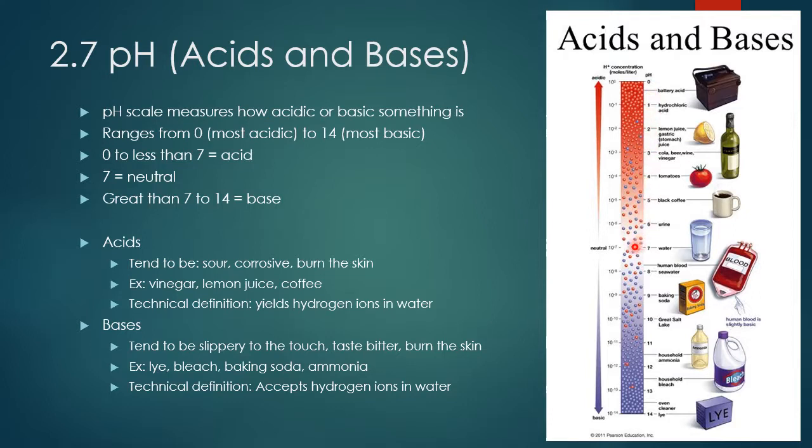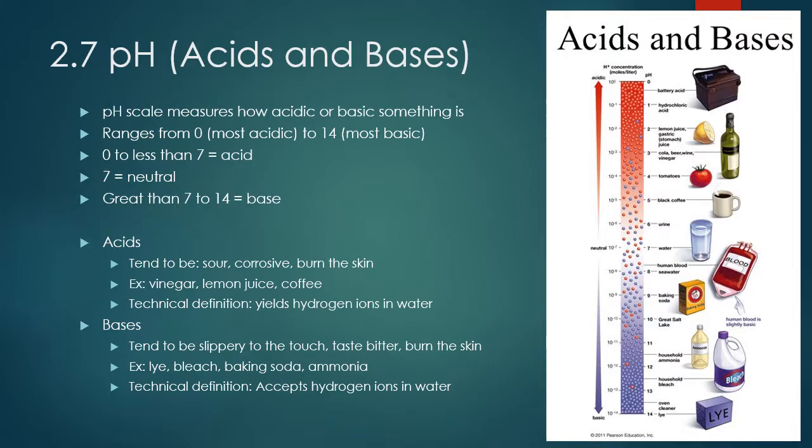When we get to pH 7, that's what we call neutral. It's neither acidic nor basic, like pure water. And then as we go above 7, a pH of 7 to 14 means something is basic. The higher the number, the more basic something is. The lower the number, the more acidic something is. So again, 0 to less than 7 is an acid, pH of 7 is neutral, and greater than 7 to 14 is a base.